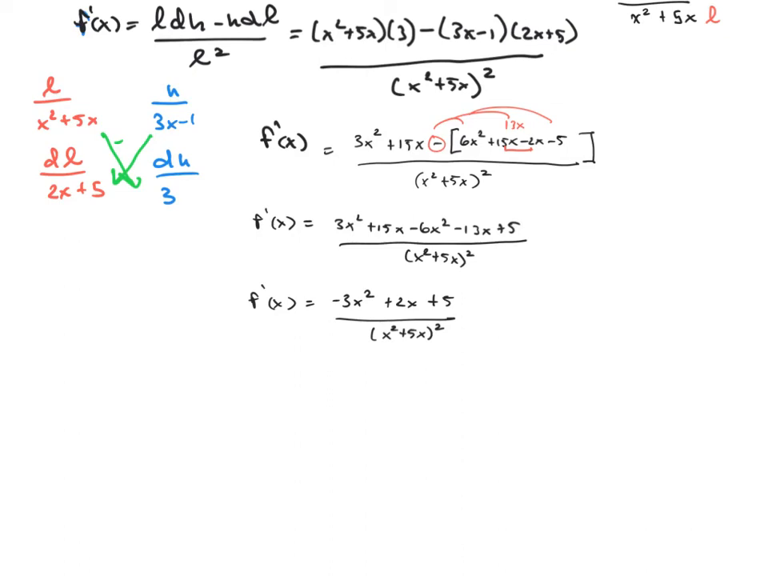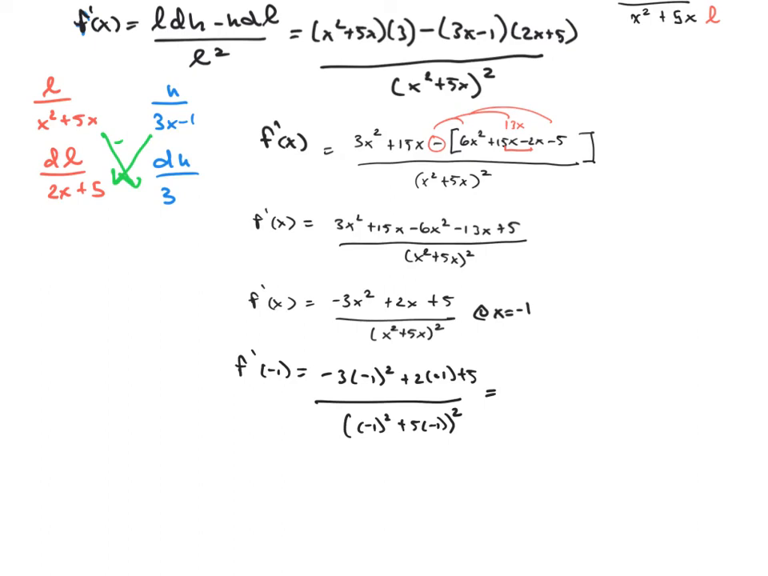All we have done is found the derivative, which is the slope at a given point. Well, we need to be more specific. We need this at x equals negative 1. So we need to find f prime of negative 1, which would be negative 3 times negative 1 squared plus 2 times negative 1 plus 5 all over negative 1 squared plus 5 times negative 1 quantity squared. So go ahead and plug that into your value right now and let's see what you get.